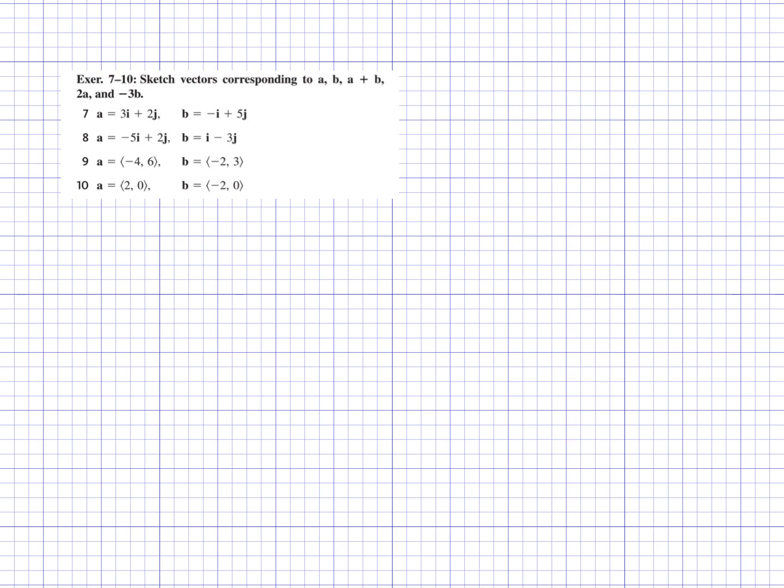All right, so we're going to sketch the vectors. So we're going to graph each one of these, and we may have to erase a little bit to get these right here. So graph vector A here. So vector A is at 3, 2. Okay, there's A. B is at negative 1, 5. So that's B.